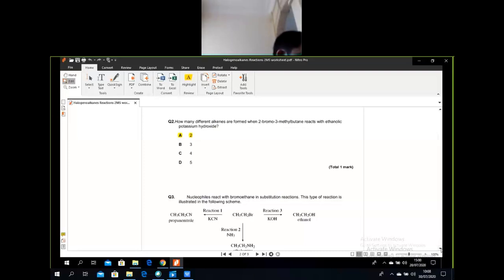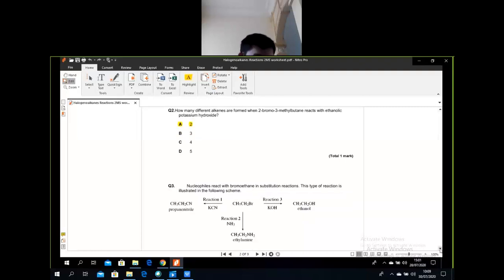Okay, so we know that the bromine is located at carbon atom number 2. So this one can be 3-methylbut-2-ene. Okay, and then also it can be on the carbon atom of the other one, because the location of the double bond is at carbon atom number 2.